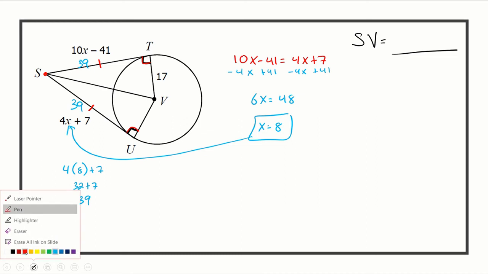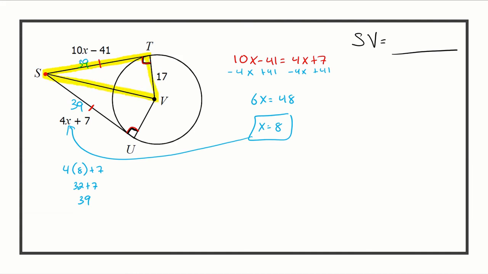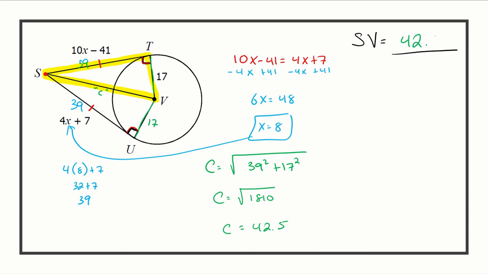And so now I have enough information to go ahead and use the Pythagorean theorem. Now it doesn't really matter which one I use because we have two congruent triangles, right? They're going to be the same information. Because if you notice, that represents the radius, which means that should also be 17. And now it doesn't matter which one I use. So here, SV, that's going to represent our C. And so we have C is equal to the square root of 39 squared plus 17 squared. And so we simplify that, and we get the square root of 1810, which is approximately 42.5. And so here, the distance of SV, or the length of SV, is 42.5.